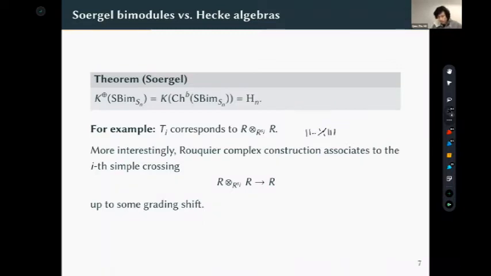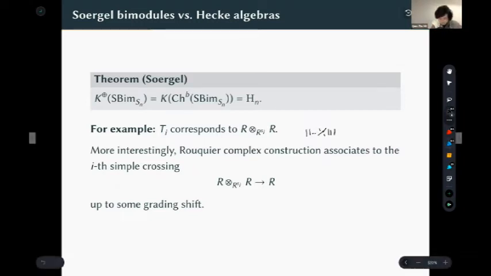So here's the construction by Rouquier. Rouquier has a construction that associates to this simple crossing, this chain complex. There's some grading shift and maybe some homological shift, but I ignore them for now. I might have lied a bit, meaning that I might have mixed up T_i. There are two simple crossings, one on top of the other, one under the other. I think I'm drawing the other one. One of them is slightly more complicated to write down. This one is just multiplication, but that's a minor point.